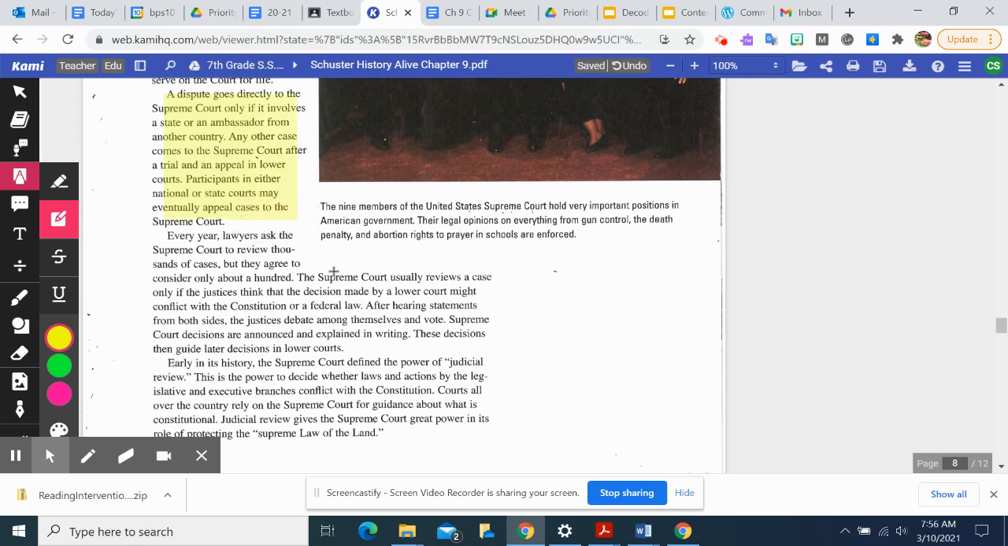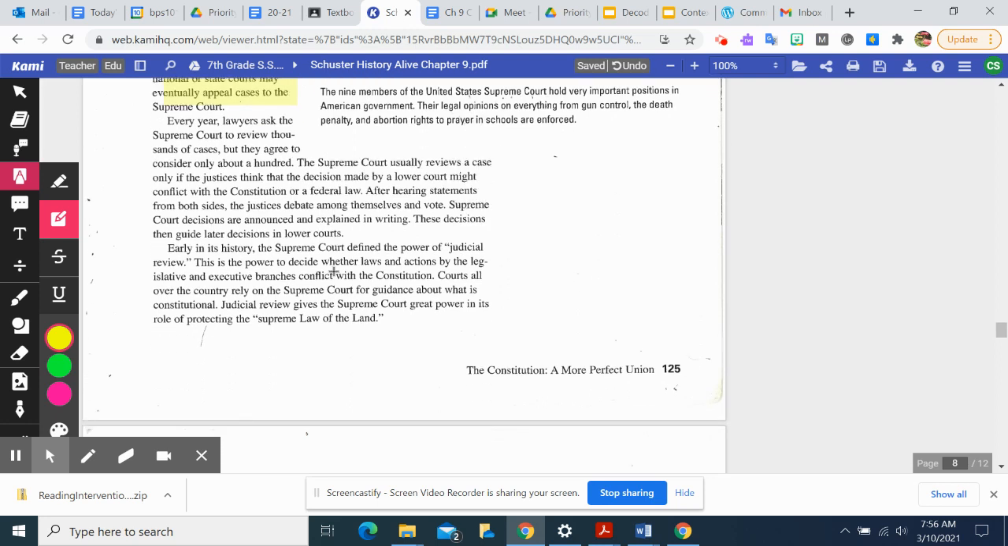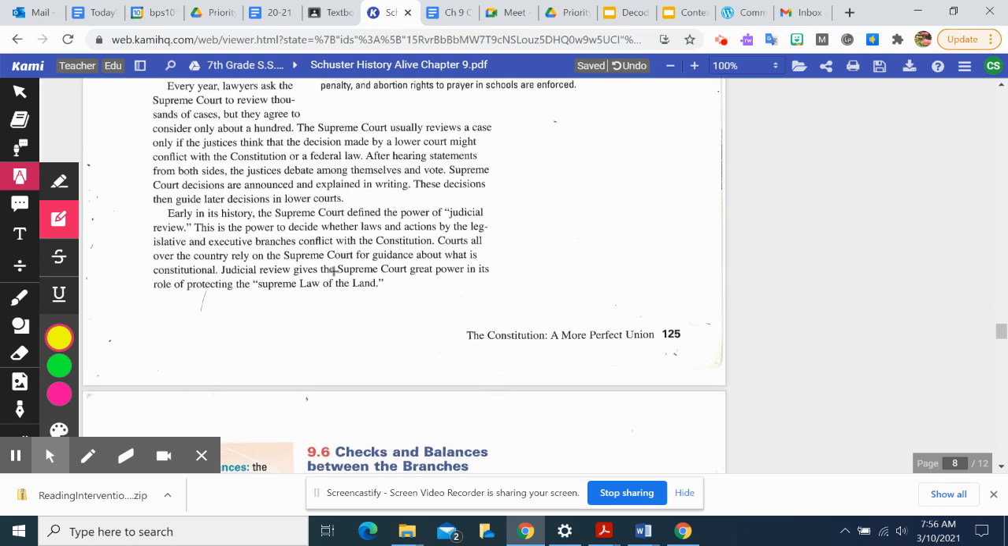Every year, lawyers ask the Supreme Court to review thousands of cases, but they agree to consider only about 100. The Supreme Court usually reviews a case only if the justices think that the decision made by a lower court might conflict with the Constitution or a federal law. After hearing statements from both sides, the justices debate among themselves and vote. Supreme Court decisions are announced and explained in writing. These decisions then guide later decisions in lower courts.